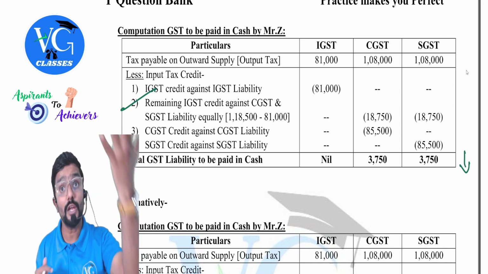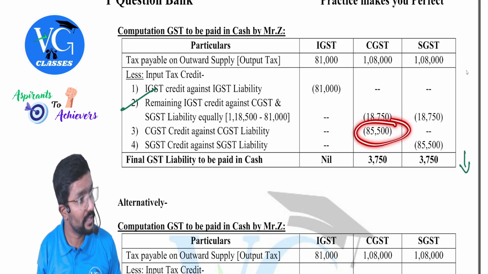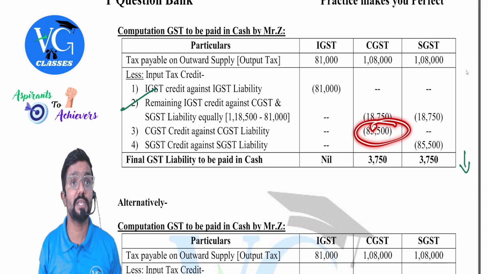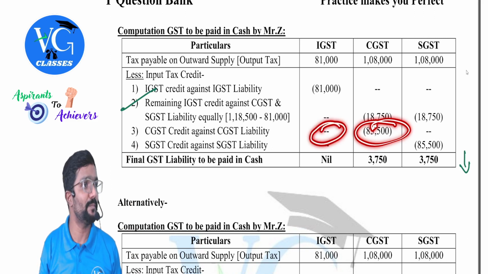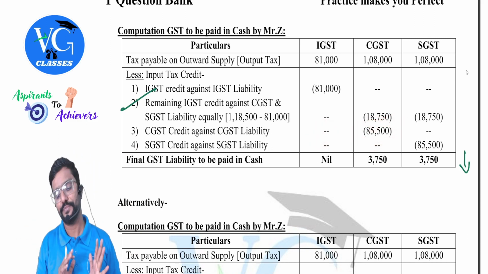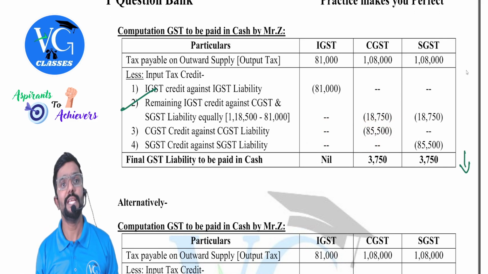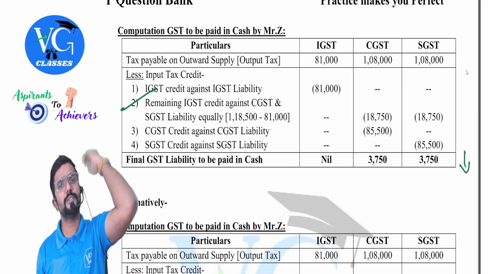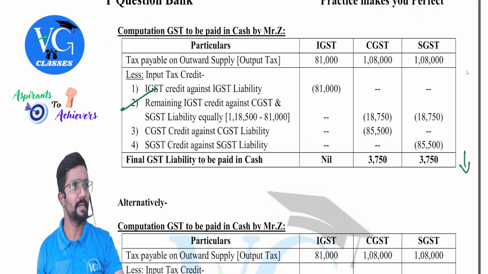Clear. And if at all you are adjusting also, first you should take care of this step. Then if still some CGST credit is pending, you can go for this step. Here anyway, not required. Next, let us go to SGST. SGST credit also we have the same 85,500. Check what is the remaining liability.